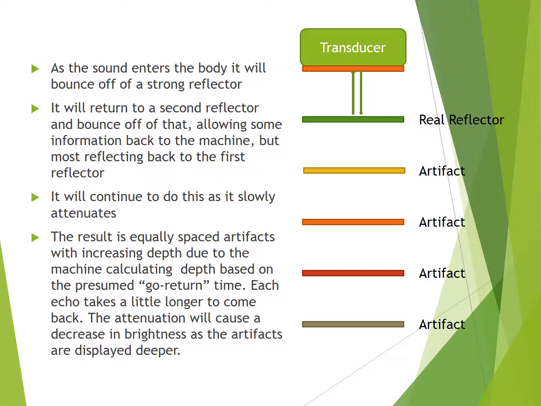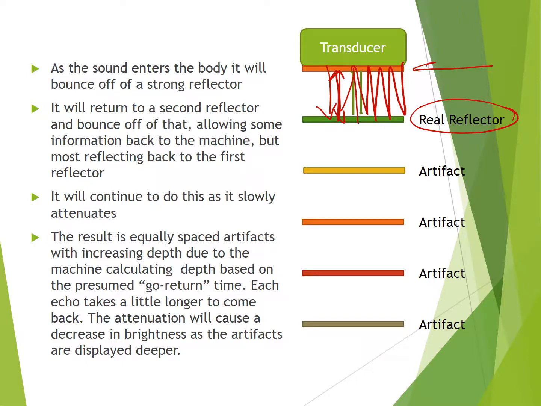So our sound comes out of our transducer and hits our first real reflector. If this real reflector is super strong, it's going to send a lot of information back to the transducer. The transducer, in this case, also happens to be a pretty strong reflector. So it's going to send some more information down. And again, they're just going to keep bouncing back and forth, back and forth, back and forth.